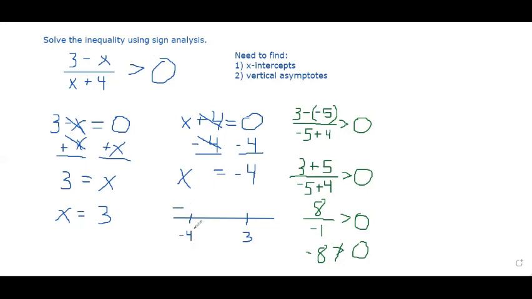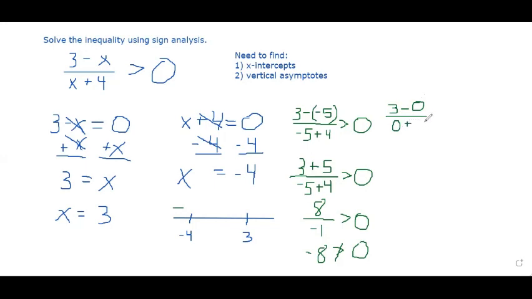Okay, now next we need to determine a number between -4 and 3 that we can use to test the inequality. So one number that we can use is 0. So let's go ahead and plug in 0 because 0 is an easy number to work with. It has interesting properties that make it easy for us to solve certain equations and inequalities, as well as simplify expressions.